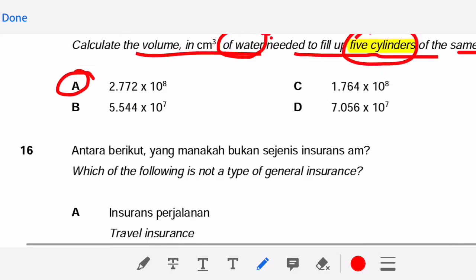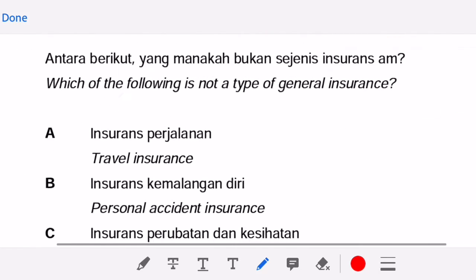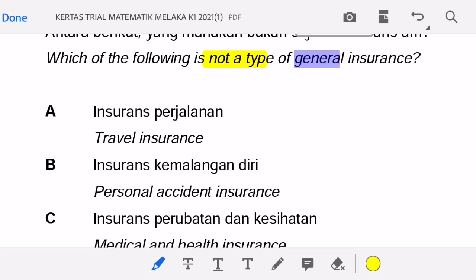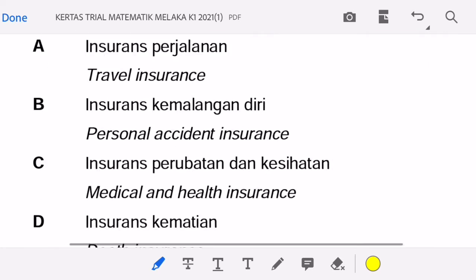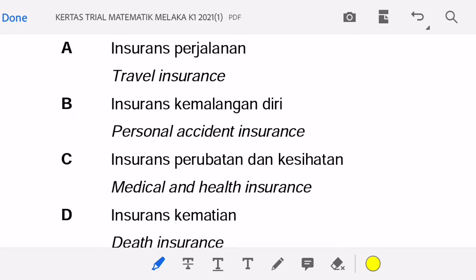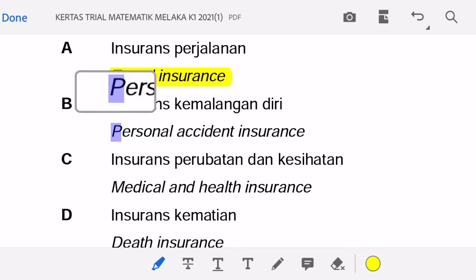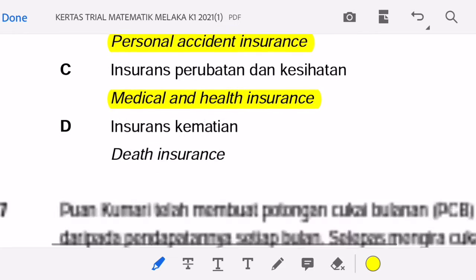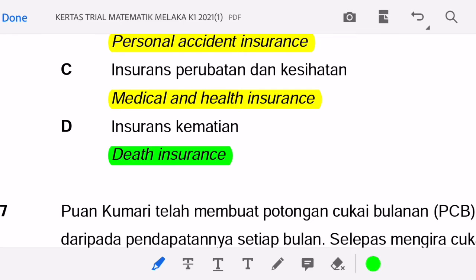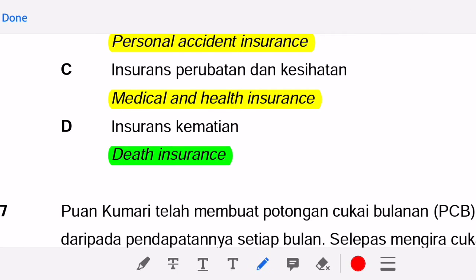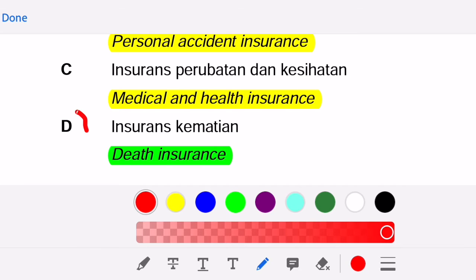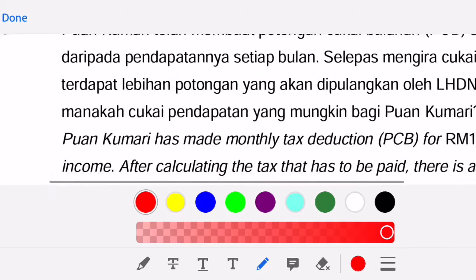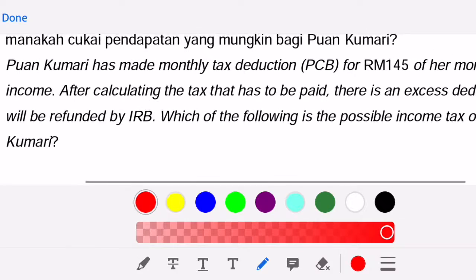Alright, let's go to number 16. Which of the following is not a type of general, not, be careful with the not, general insurance? So, general insurance, travel, yes. Personal accident insurance, medical and health insurance, yes, all these are general insurance, except this one. Health insurance is not general insurance. Death insurance. Death insurance is not the general insurance. Alright, so let's proceed to another one.